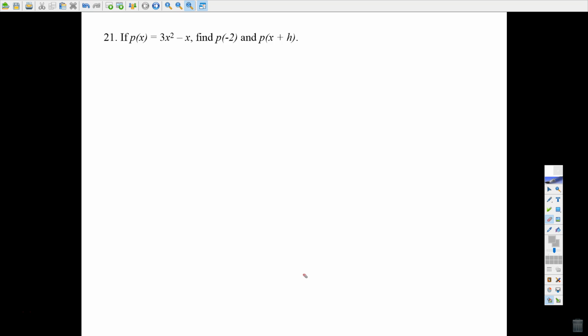Given this function p of x that equals 3x squared minus x, we're supposed to evaluate this function for 2 different inputs. So let's start with inputting. This just says what is p of negative 2, which means if you input negative 2 in this function, place negative 2 in for the 2 x's, what is the output?